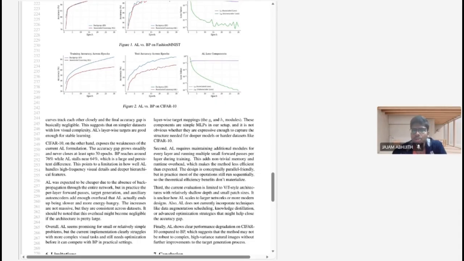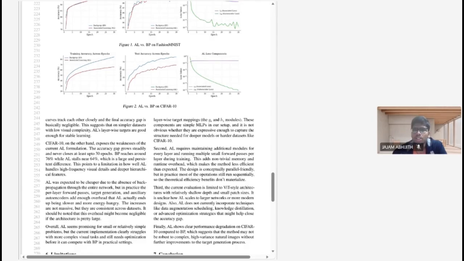Let me talk about the limitations of our work because there are definitely things we didn't cover. First, our current implementation relies heavily on the hand designed layer wise target mappings, the encoder and decoder modules. In our setup, these are simple MLPs, and it's not obvious whether they are expressive enough for deeper models or harder datasets. There might be a better architectural choice that could improve AL's performance.